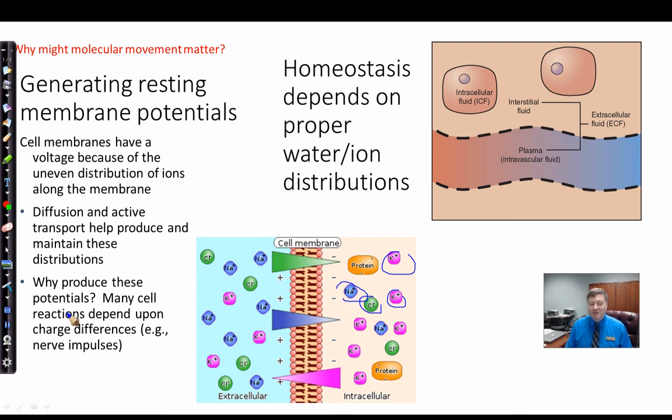So please, when you go back through these videos looking at diffusion, facilitated diffusion, active transport, osmosis, endo and exocytosis, these are all very important at a very basic level so that we have water and ions in the proper locations.